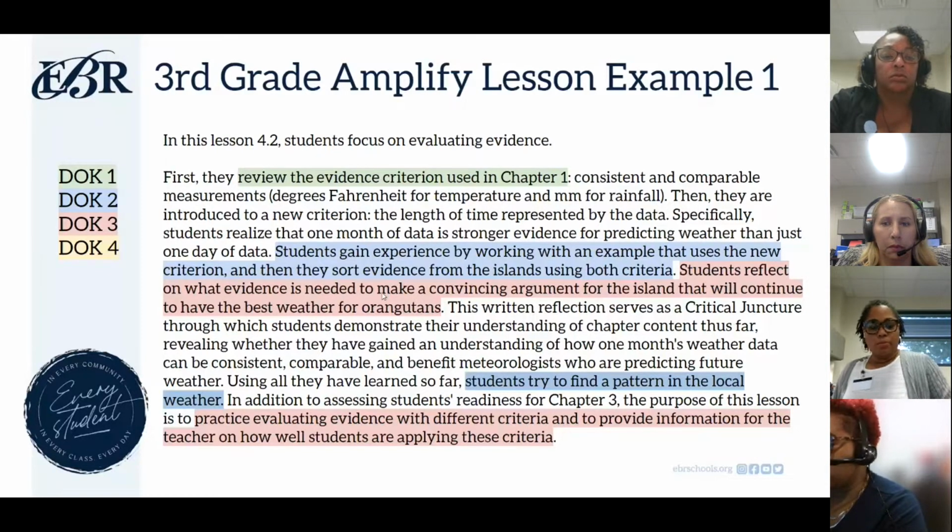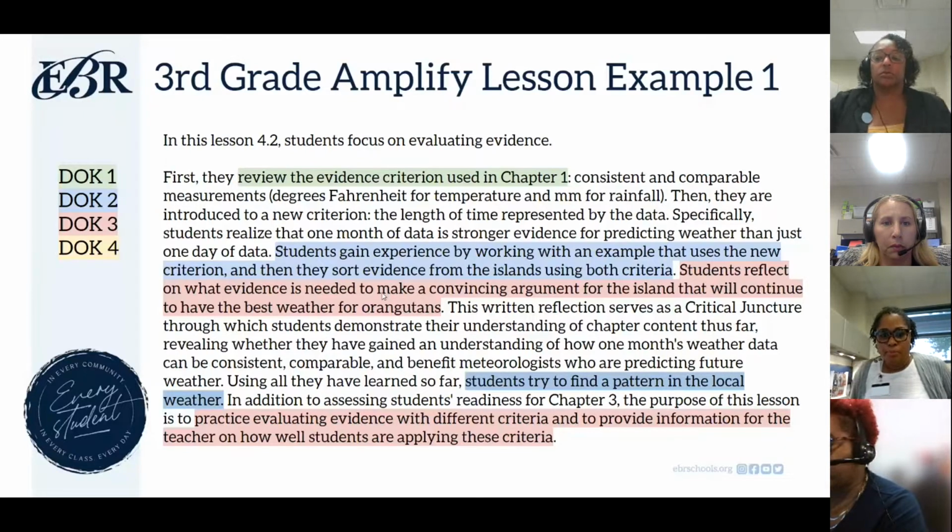The students also gain experience by working with an example that uses new criterion, and they sort evidence from the islands using both criteria. This would fall into DOK 2, as well as students trying to find a pattern in local weather. And this also goes up to DOK 3, where students would be able to reflect on what evidence is needed to make a convincing argument for the island that will continue to have the best weather for orangutans. They also practice evaluating evidence with different criterion and provide information for the teacher on how well students are applying these criteria.